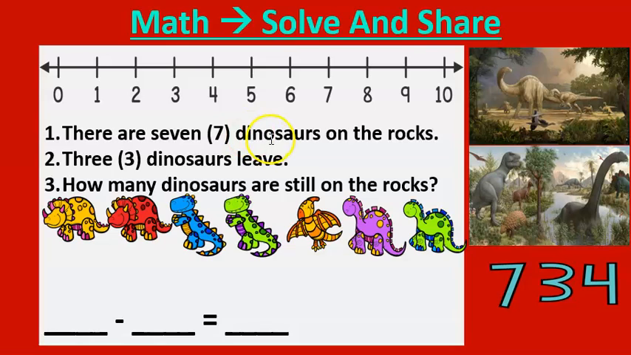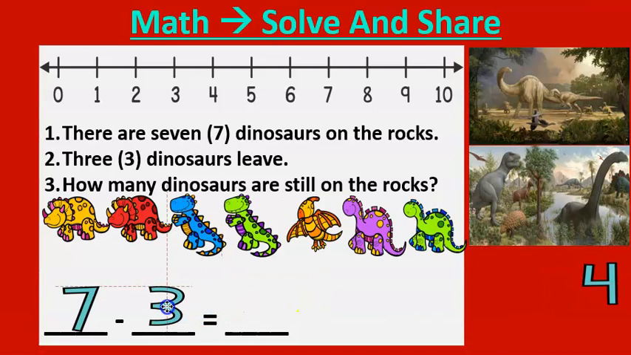Now, look at your screen again. There are 7 dinosaurs on the rocks. What number are we starting at again? 7. Good job. So watch Mr. Begay. I'm going to grab 7. Let me put this up here first so that way you can see it. Our first number that we're going to start at comes up front. Then we read the second line. 3 dinosaurs leave. How many dinosaurs leave? 3. So watch Mr. Begay. I'm going to get 3. Let me insert it here.